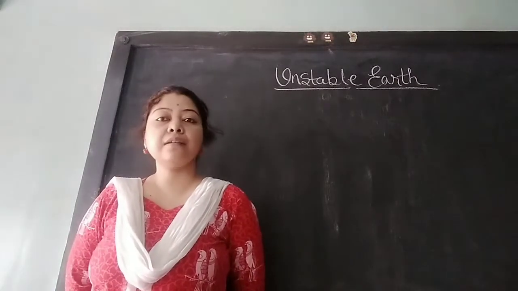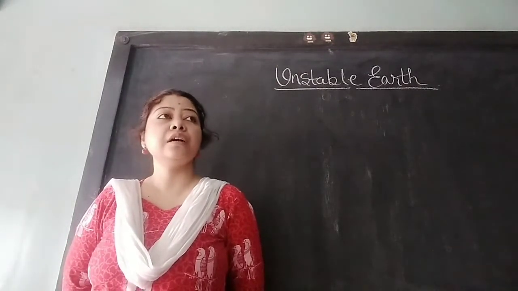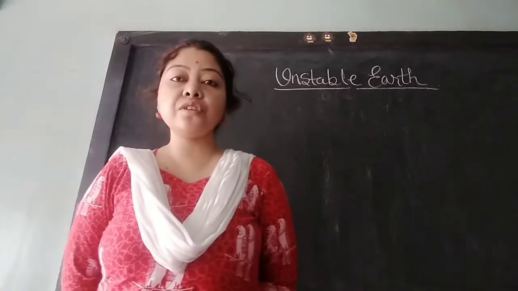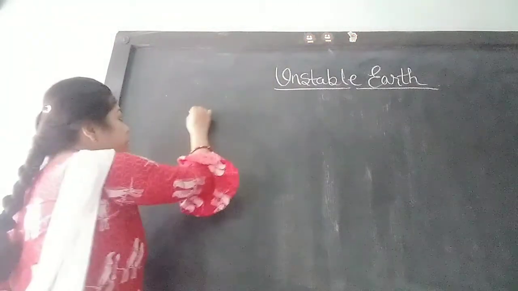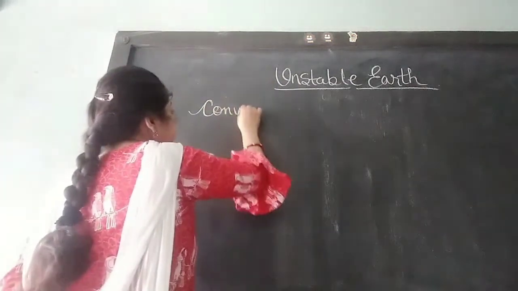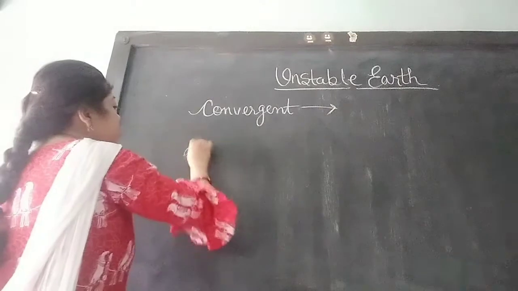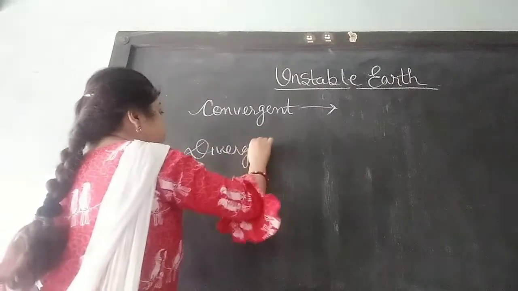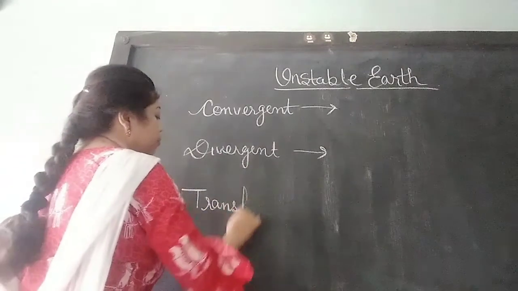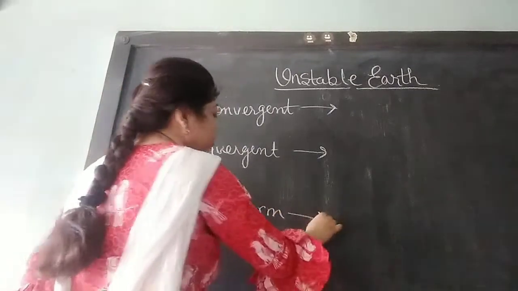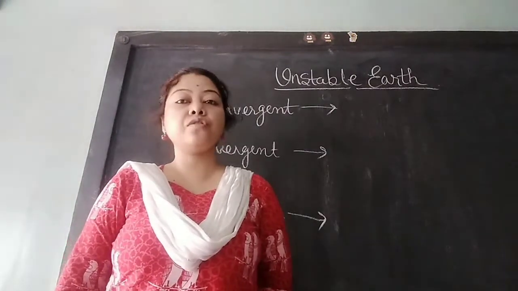The plates are divided into three types. There are three types of plate boundary: the convergent plate boundary, divergent plate boundary, and the transform plate boundary. We will explain each one by one.